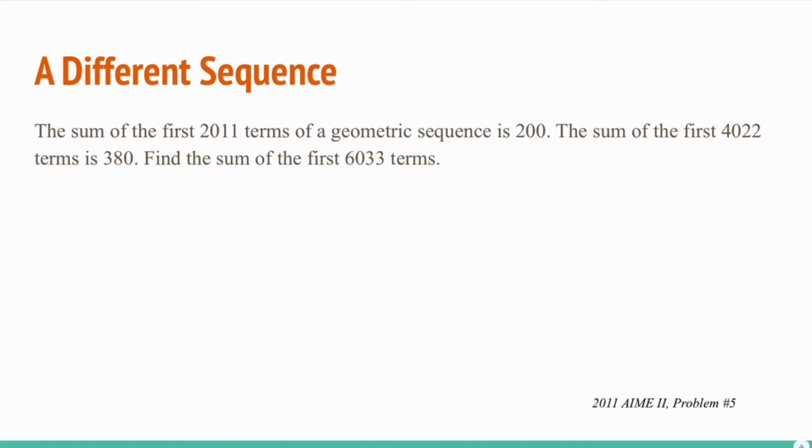Here is another problem involving slightly different sequences. The sum of the first 2011 terms of a geometric sequence is 200. The sum of the first 4022 terms is 380. Find the sum of the first 6033 terms. So let's start by assigning the first term as a and r as the common ratio.